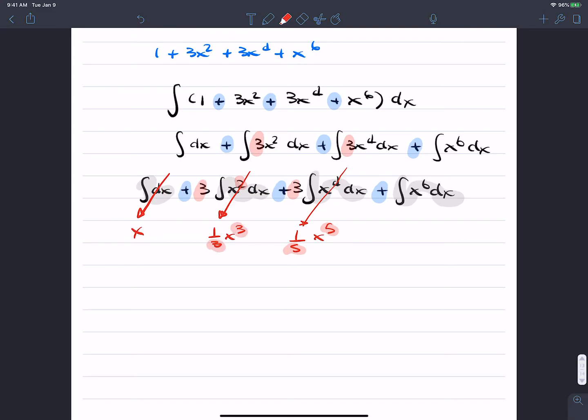In this next question here, we got the power 6. So by the power rule, this is going to give us x to the 7th, because 6 plus 1 is 7. And we divide by 7. So this is called the power rule. And then don't forget to add your constant at the very end.